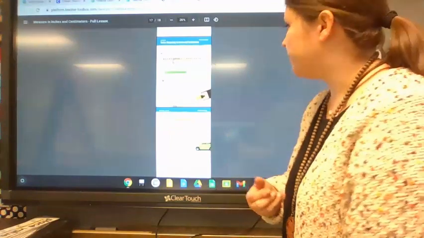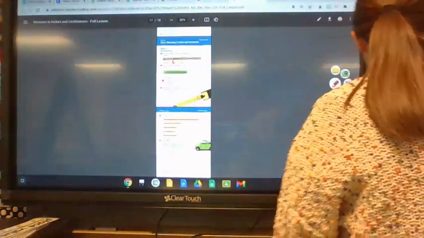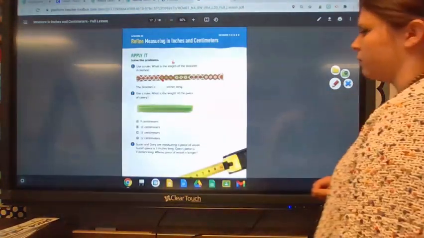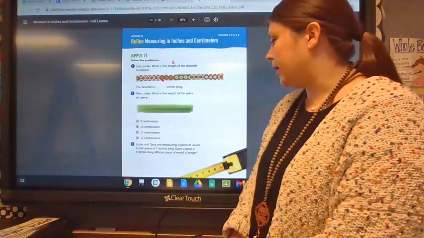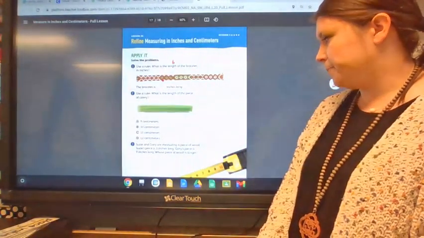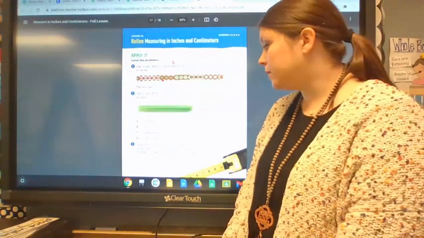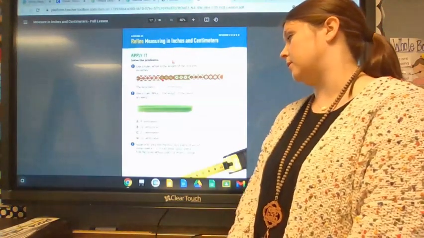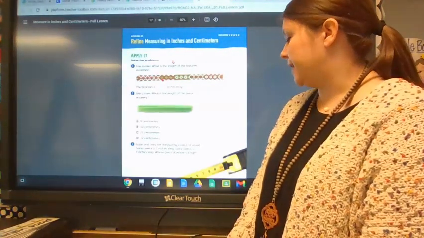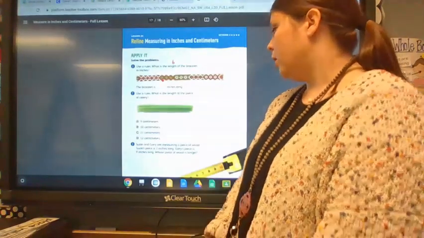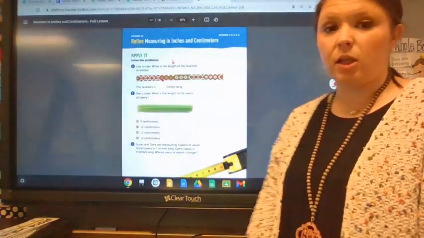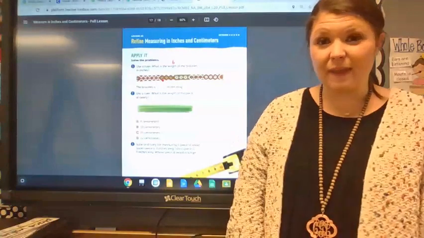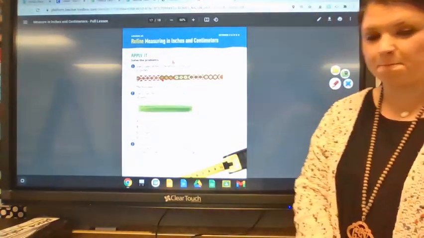Let's keep going. All right, number 3. I'm going to switch to my bigger one for this one so that I can read it. Susie and Gary are measuring a piece of wood. Susie's piece is 3 inches long. Gary's piece is 9 inches long. Whose piece of wood is larger? All right, go ahead and answer that question and then come back and check.